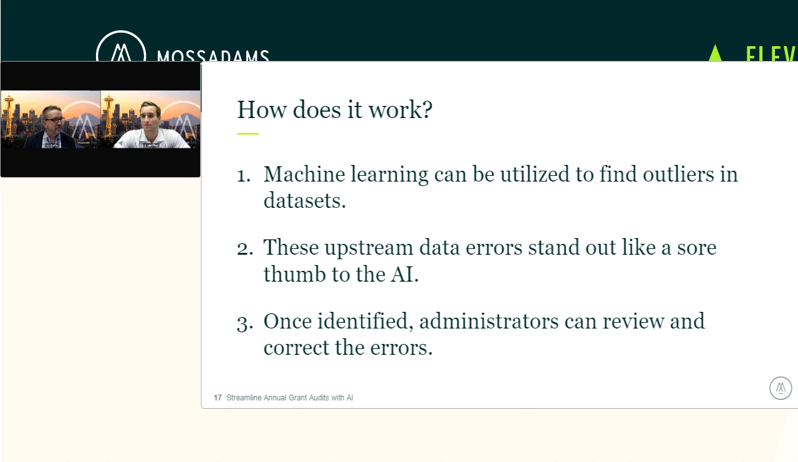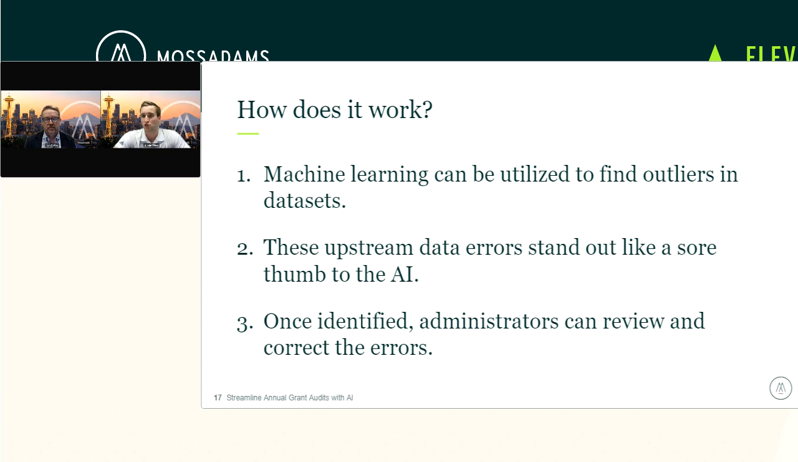Now, these data errors actually stick out like a sore thumb to the machine learning. As you go through and review in the Excel file, you have to map in your head, does this grant make sense for this employee at their job level, for certain criteria? Whereas the AI, after it has looked at everything, can say, I know this one right here is an error, and this is exactly why. And once the machine learning has identified what it believes to be an outlier or an error, the administrators can go back and review and correct those errors.